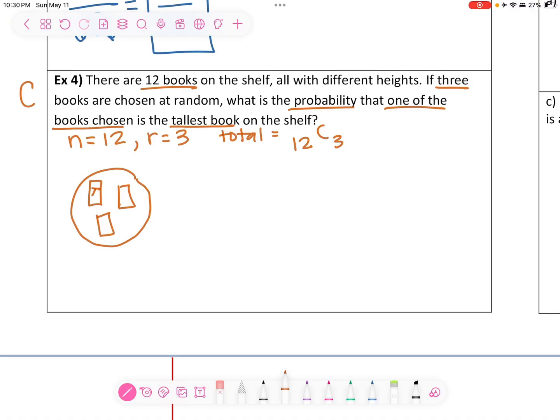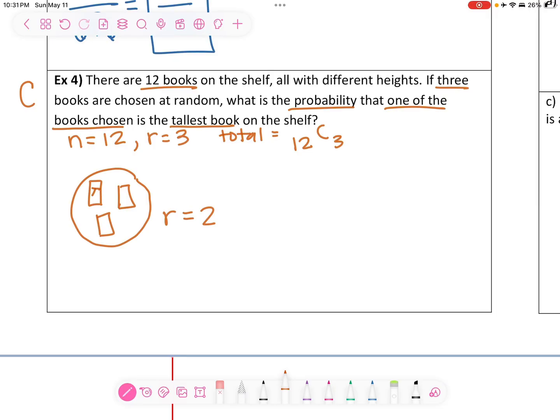Okay, so now let's think about the desired outcome. How many ways can that happen? Where we know one of them is the tallest and the other 2 we don't know anything about them. Well, if we know one is the tallest, that's locked in. We can't do anything about this. We have to ignore that one. That one's locked in. So that means that we only have 2 books that we can actually choose from. So that definitely tells us that for the desired outcome, our R is only 2. Okay, our R is only 2.